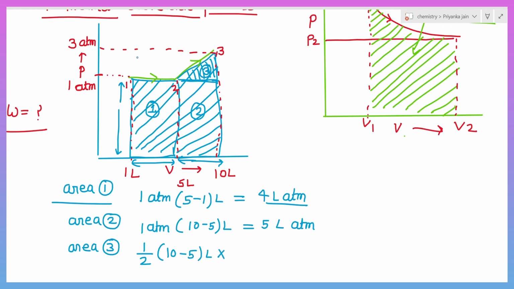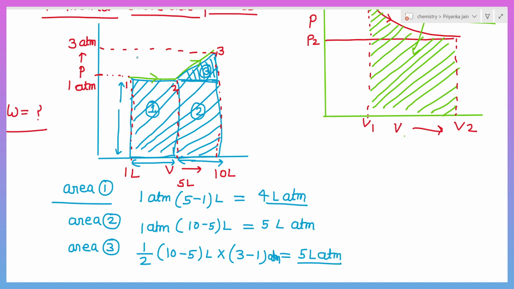Okay, and height is equal to 3 minus 1 atmosphere. So this will be equal to 5 into 2. It means 10 divided by 2. It means 5 liter atmosphere.